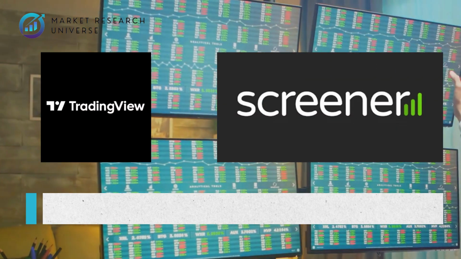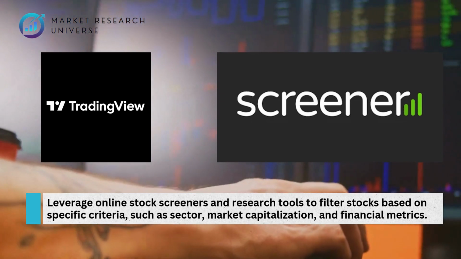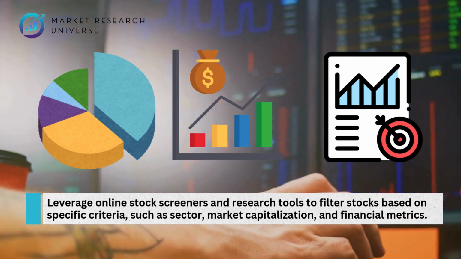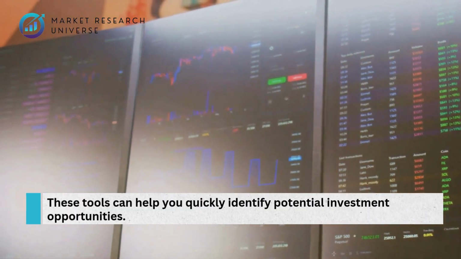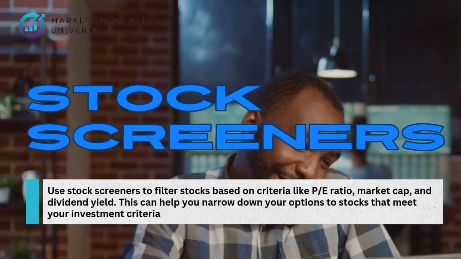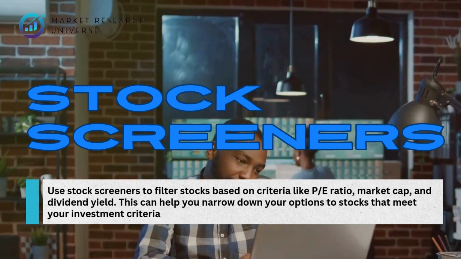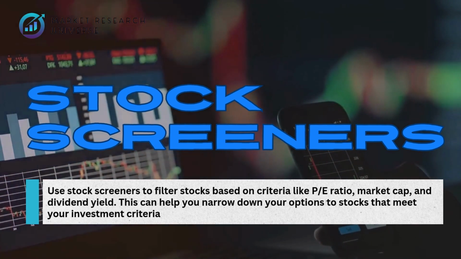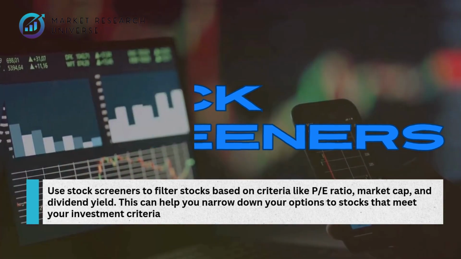Leverage online stock screeners and research tools to filter stocks based on specific criteria, such as sector, market capitalization, and financial metrics. These tools can help you quickly identify potential investment opportunities. Stock screeners. Use stock screeners to filter stocks based on criteria like price-to-earnings ratio, market capitalization, and dividend yield. This can help you narrow down your options to stocks that meet your investment criteria.